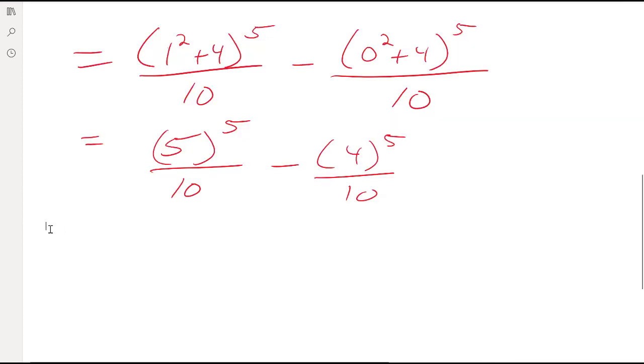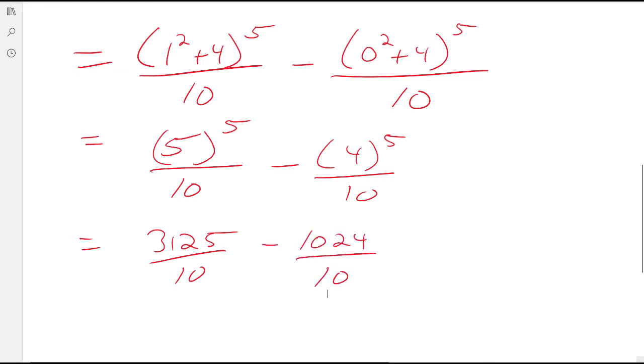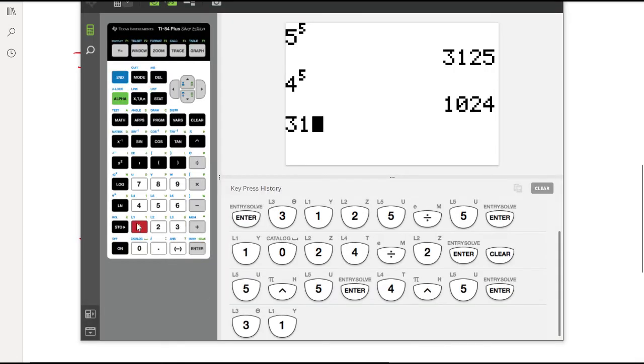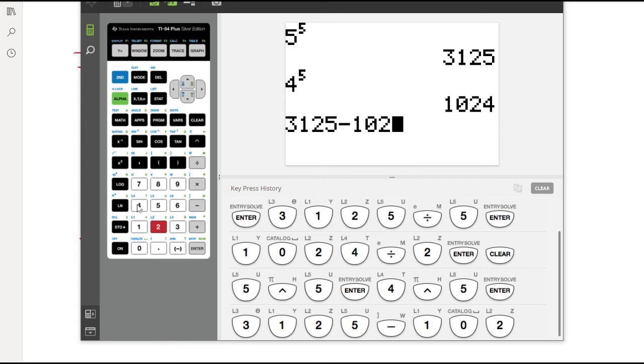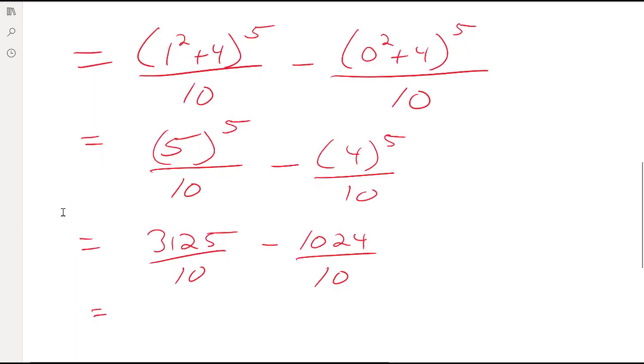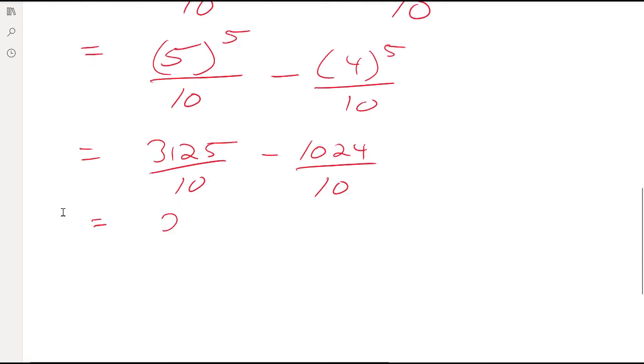So we have 3125 over 10 minus 1024 over 10. Since we have the same denominator, we can simply subtract those numerators. So 3125 minus 1024 leaves us with 2101 over 10.